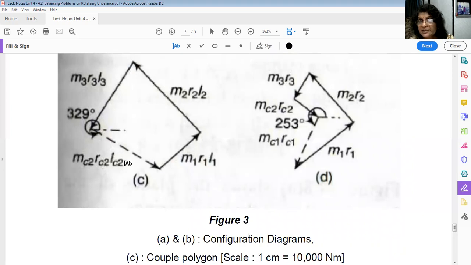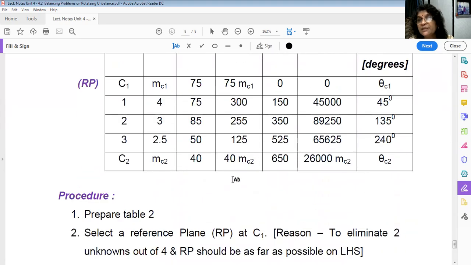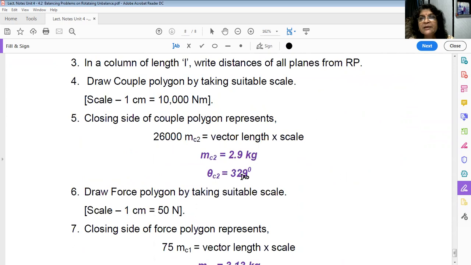So measure the length of this vector. A certain number of centimeters it will be, no? Suppose it will be 5 centimeter. Now how to convert it? See, 5 centimeter will represent the magnitude 26,000 MC2. So 26,000 MC2 is what? Your vector length, suppose 5 centimeter, into the scale.